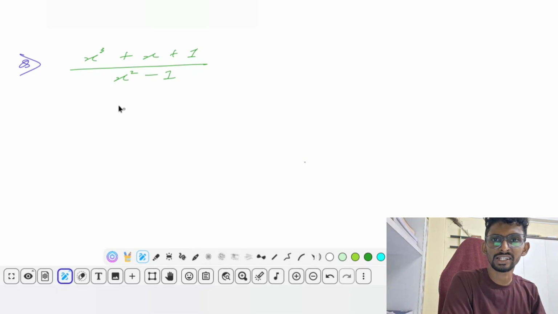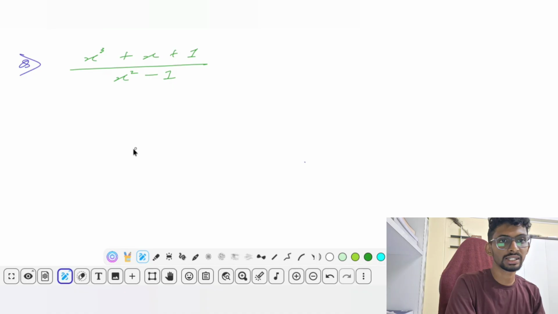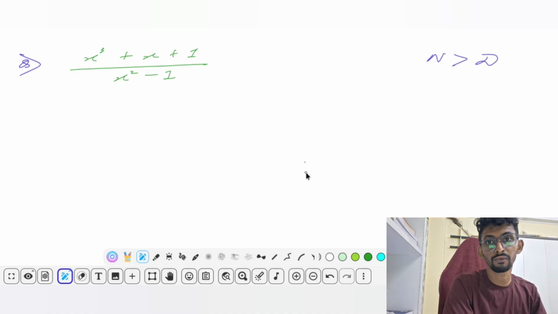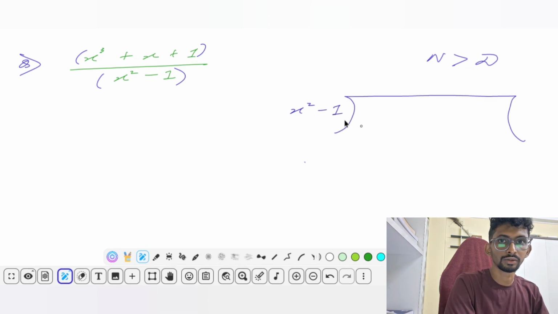So the question is given: x cube plus x plus 1 divided by x square minus 1. So in this case, you can observe the degree of numerator is greater than the degree of denominator. So what we will do in this case, first we will divide the numerator by the denominator. That is polynomial division. So let us do that. This will be the divisor and we have to divide x cube plus x plus 1. So first we have to multiply with x. So x cube minus x.